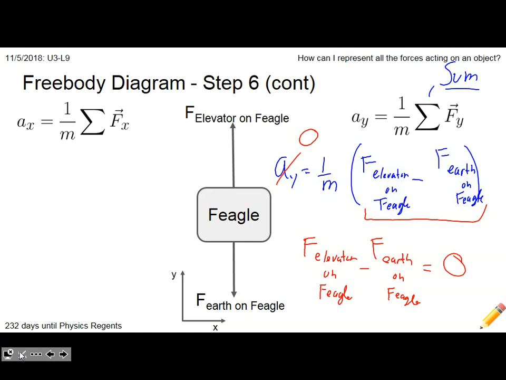So the answer here is that the force of the elevator on Fiegel is equal to the force of gravity, but let's do it the other way, is equal to the force of Earth on Fiegel.